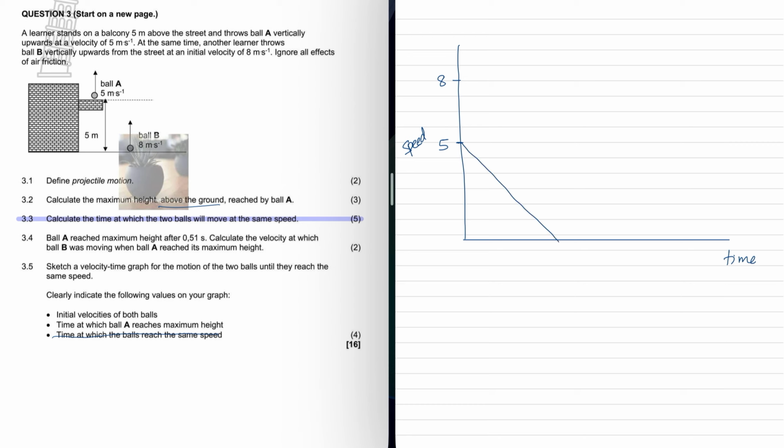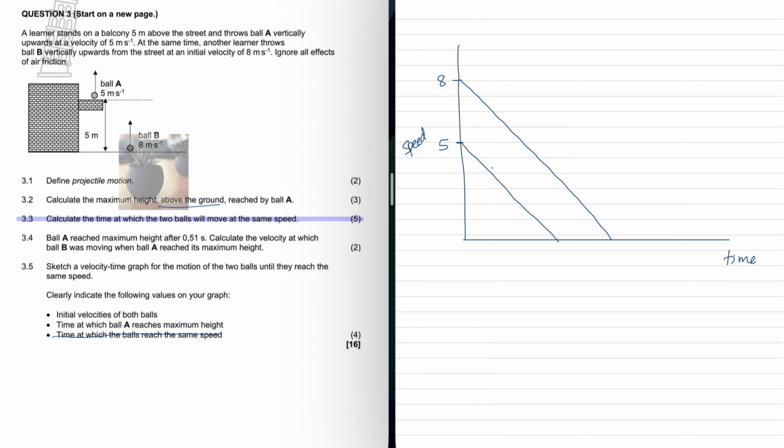And remember, the gradient, in this case, is going to be minus 9.8. So the gradient is minus 9.8. And for ball B, it's going to experience the same gravity, same acceleration, so it's going to be minus 9.8 as well. So the lines are going to be parallel. The fact that these lines are parallel tells us that A is not going to have the same speed as B on its way up.